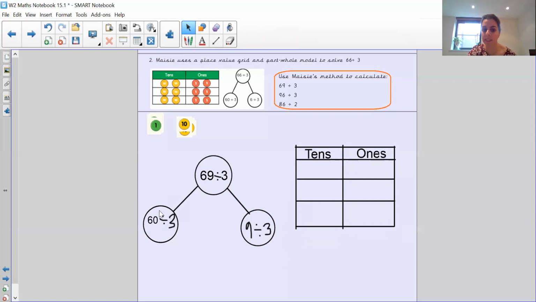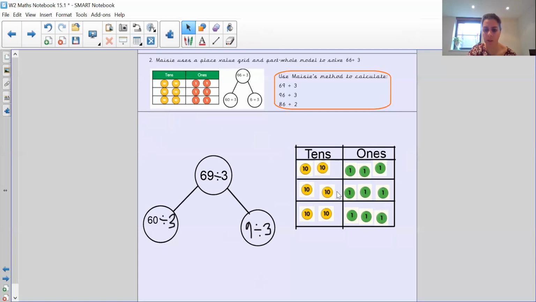So I'm going to do my 60 first, which is my 6 tens. So 1 ten, 2, 3, 4, 5, 6. Then my ones. How many ones should I have? 9. Good. So I need to share my 9 ones. 1, 2, 3, 4, 5, 6, 7, 8, 9.